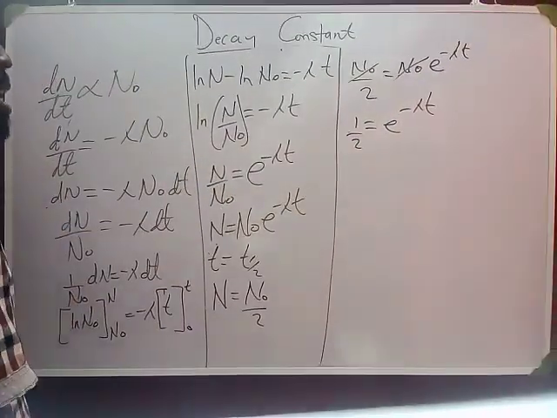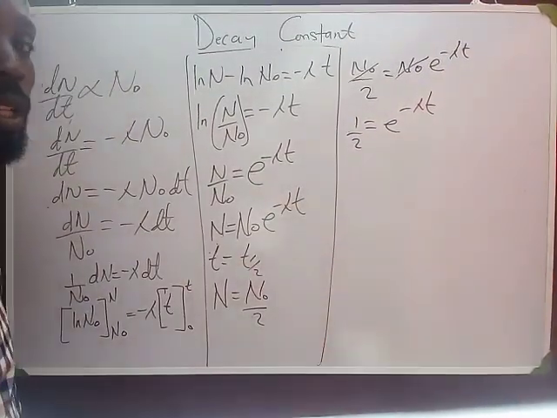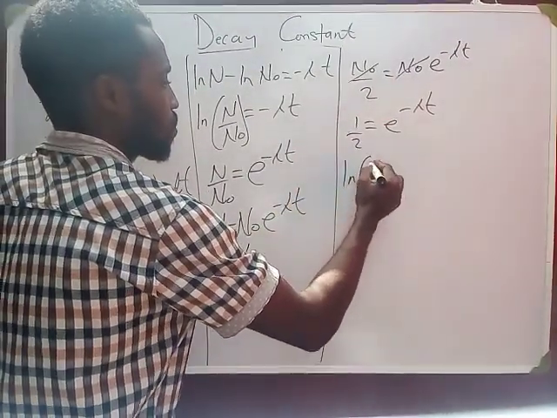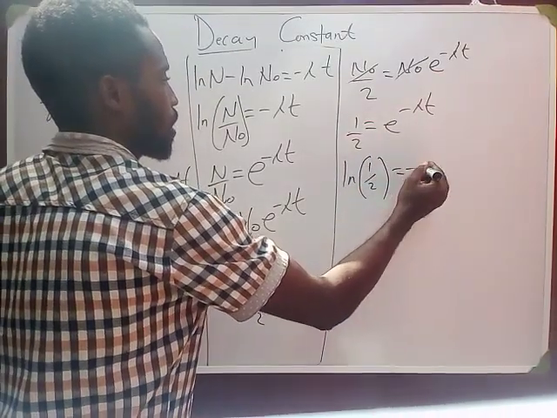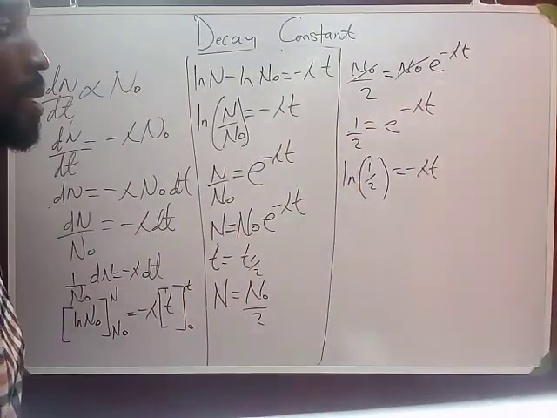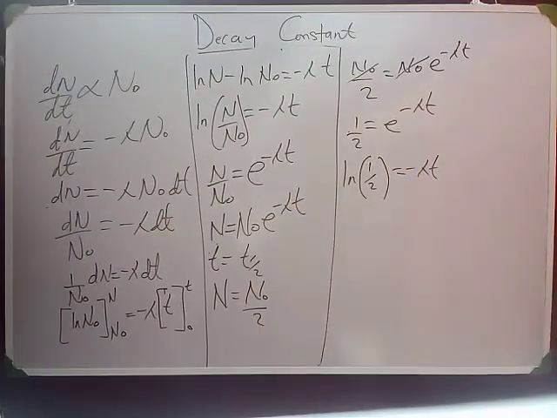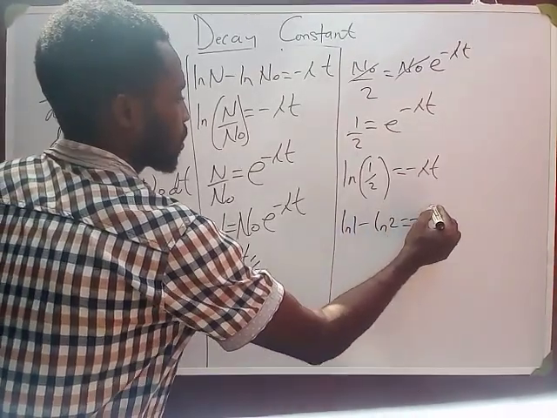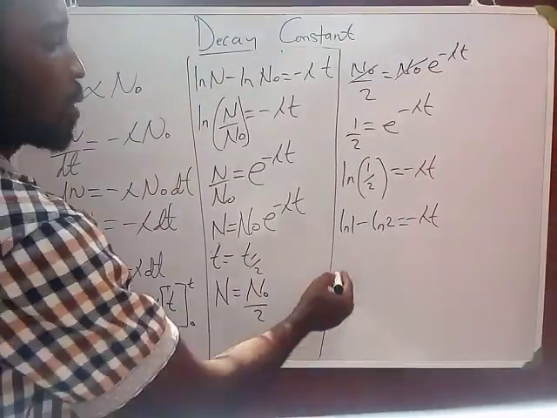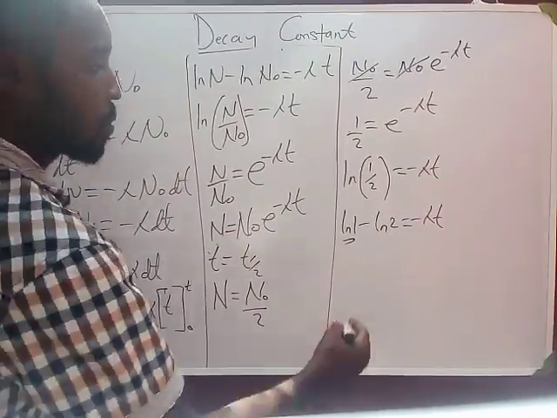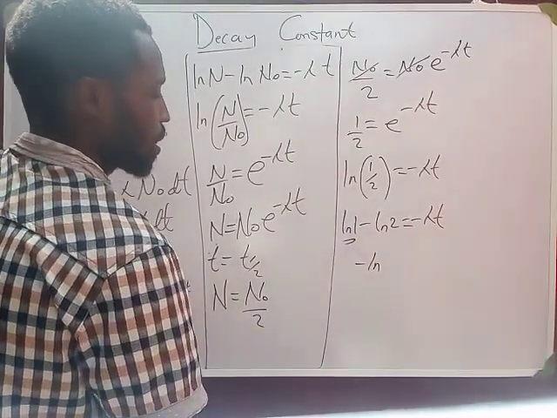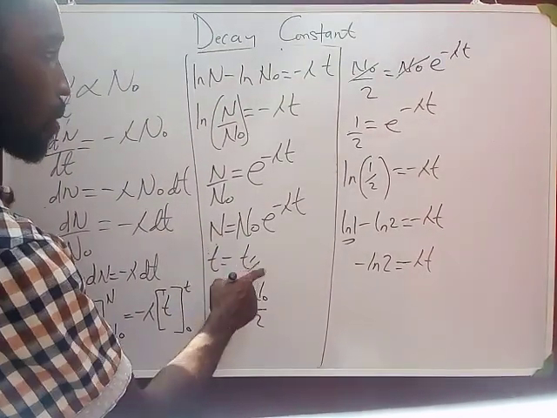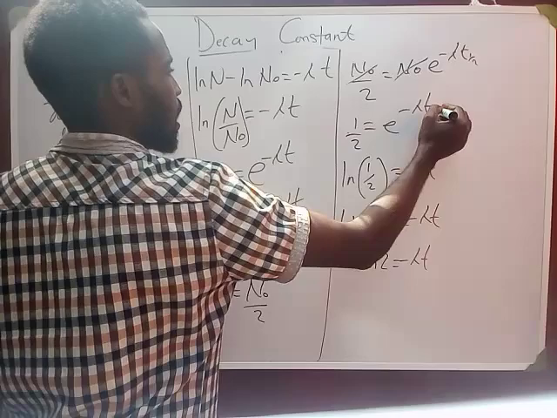At this junction, we try to remove the exponential symbol. Remember, the opposite of exponential is ln, so we take the ln of both sides. Ln of 1 over 2 equals minus lambda t, because ln cancels the exponential symbol. So this is the same as ln 1 minus ln 2 equals minus lambda t. Ln of 1 is 0, so we have only minus ln 2 equals minus lambda t. Remember this t is the half-life.